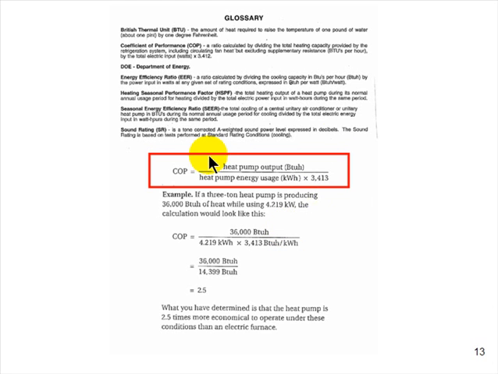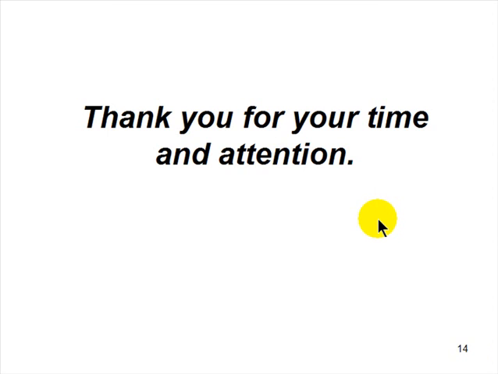So what you have here is the perfect formula for efficiency. Any efficiency of any mechanical equipment is measured by dividing the useful output by the input. And that's what we've done here. We've converted our electrical input to BTUs, and we've divided it into the BTU output of the system during the heating season. That's COP, coefficient of performance. Thank you for your time and attention.